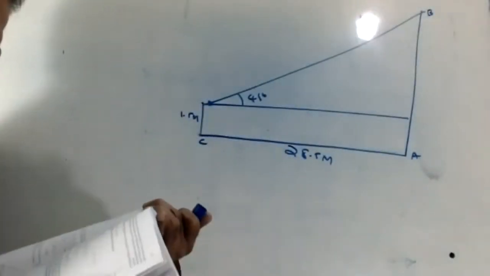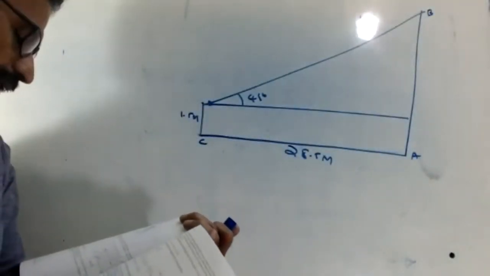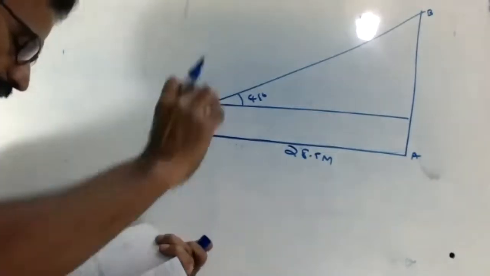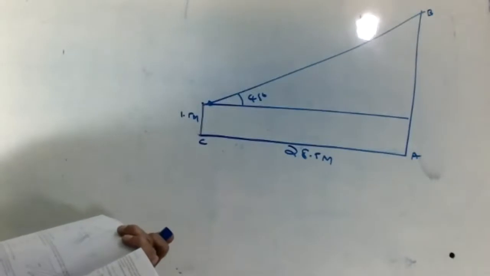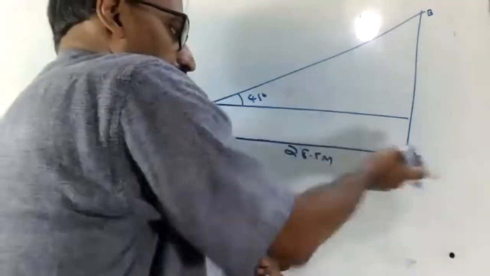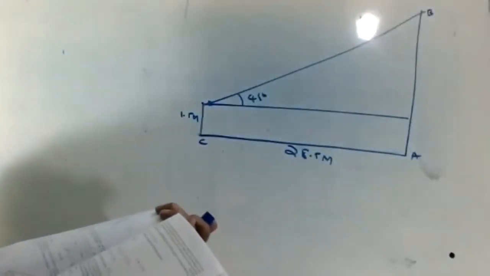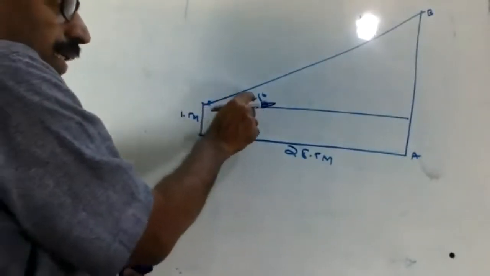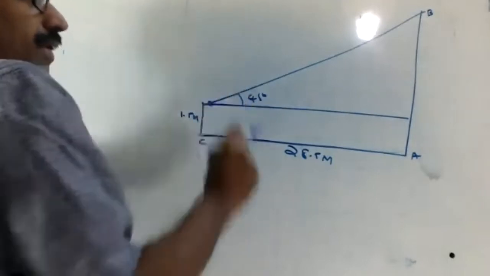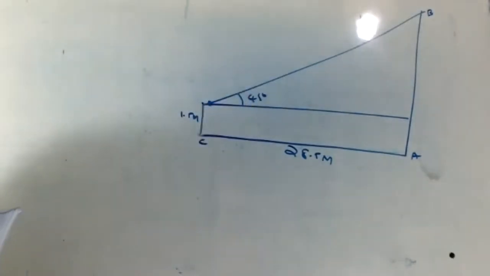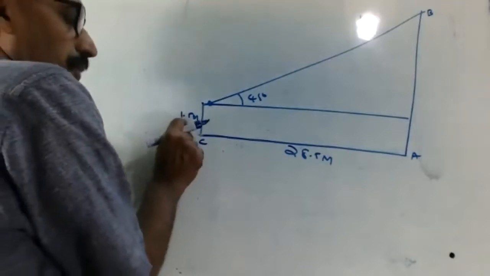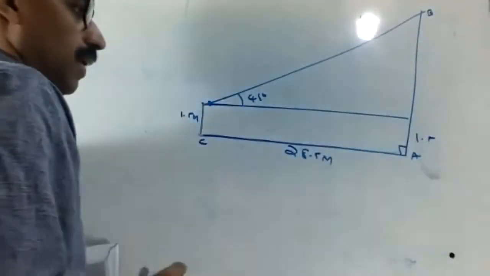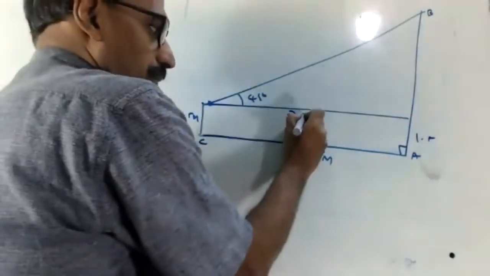Once again, an observer 1.5 meter tall is 28.5 meter away from the tower. The angle of elevation of the top of the tower from his eyes is 45 degrees, not from here, from here. Now, we have to find out the height of the tower. Look, here 1.5, this also 1.5, because it's a rectangle. Now, this is 28.5, this is 28.5.